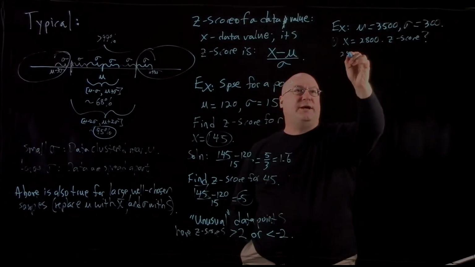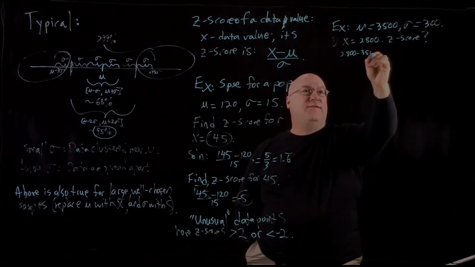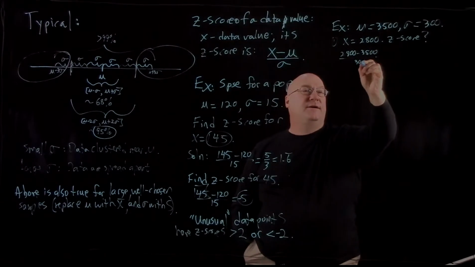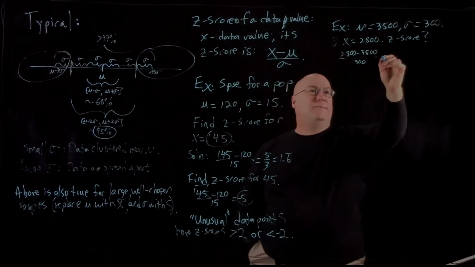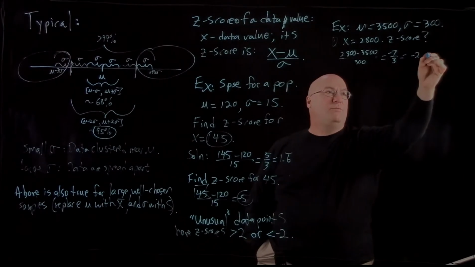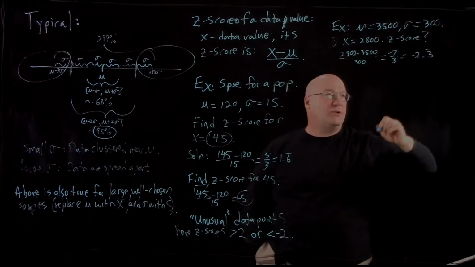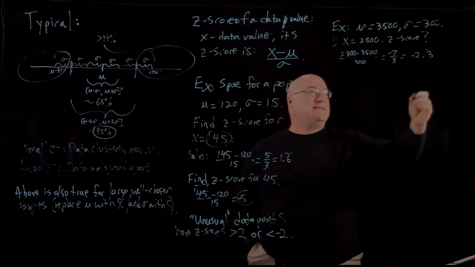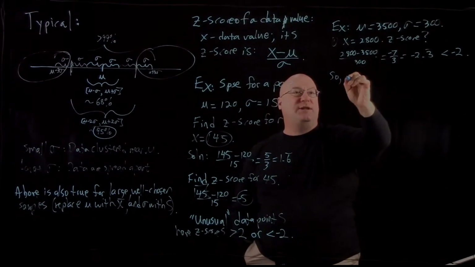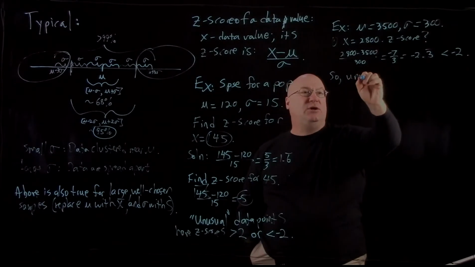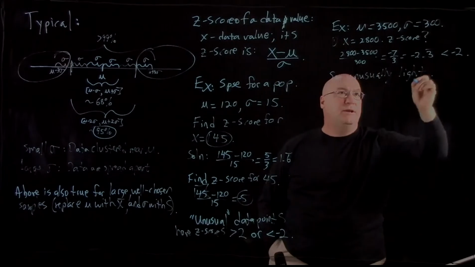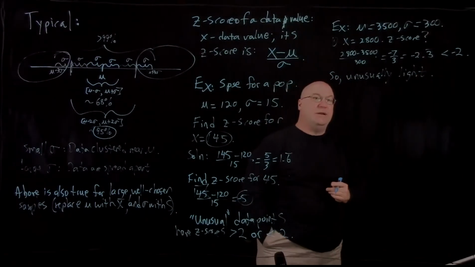Okay, I get 2,800 minus 3,500 divided by 300. Correct? And that works out to be, I think, -7/3, which is -2.3333 forever. All right, that's less than -2. So this hippo is unusually light, unusually small, right? A mere 1 ton, 800 pounds.